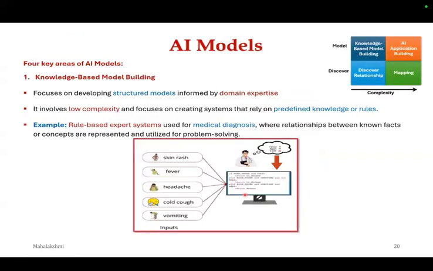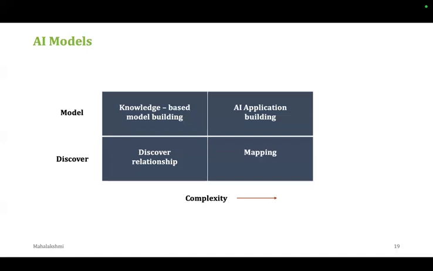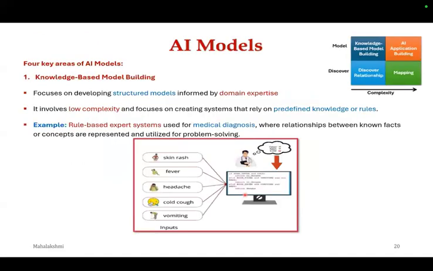So the AI models, what are the four models we discussed? Knowledge-based model building with low complexity, discover relationship with low complexity, AI application building with high complexity, and mapping which is discovery based. So model-based knowledge agents and then discovery-based. In discovery-based with less complexity, it is called discover relationship. With high complexity, it is mapping. And for model-based with less complexity, it is knowledge-based model building. With more complexity, it is AI application building. So there are four key areas of AI models.